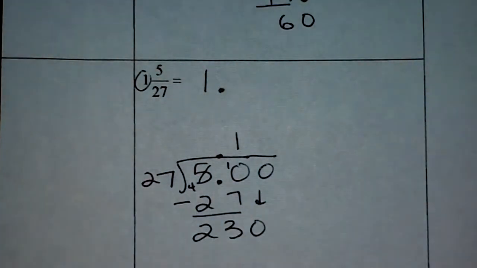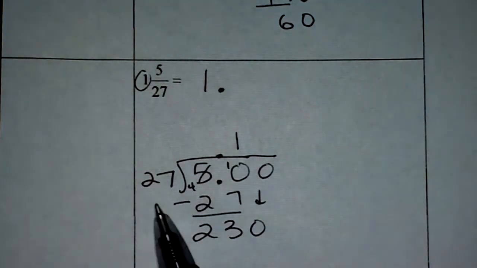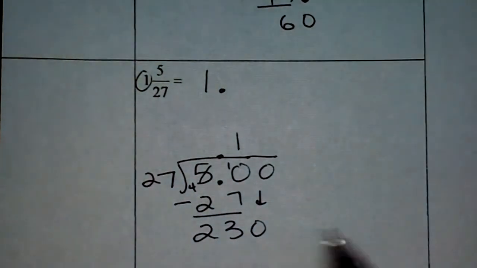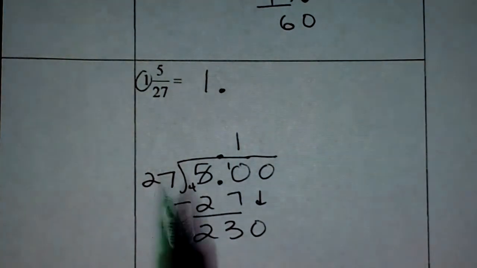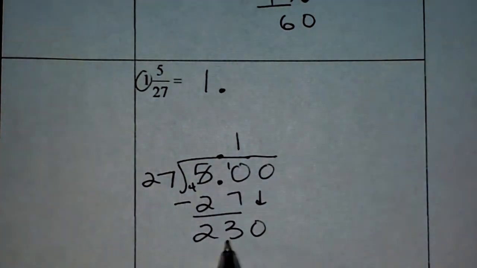27 into 230. Well, I'm going to use some estimation here. 27 is pretty close to 25. And I know that 25 would go into 100 4 times. And 25 would go into 200 8 times then, right? This is a little bit more than 25, so I'm going to guess that 27 goes into 230 8 times.